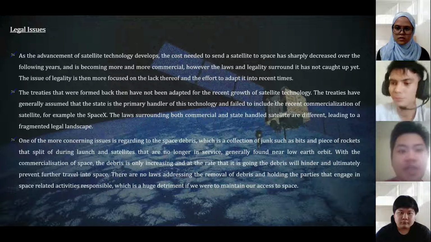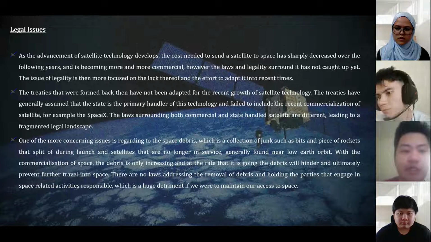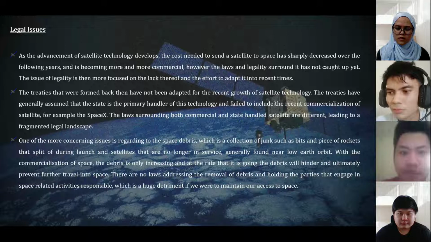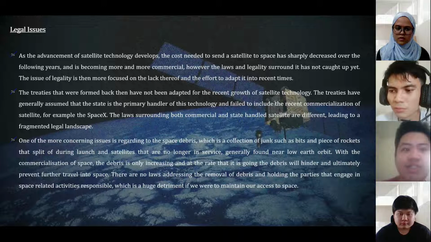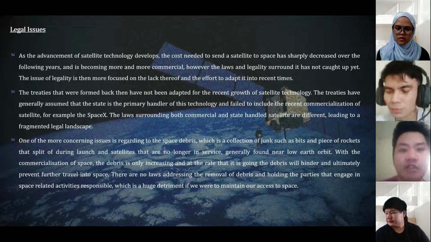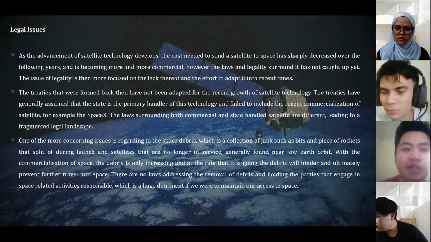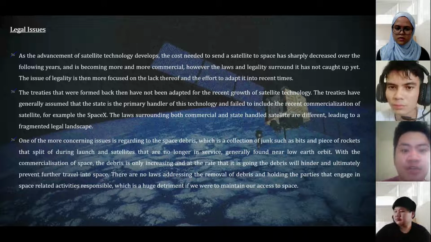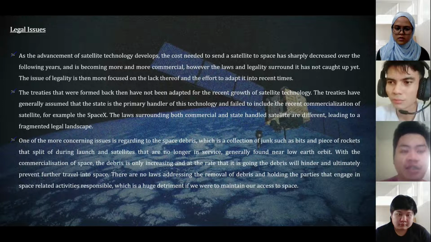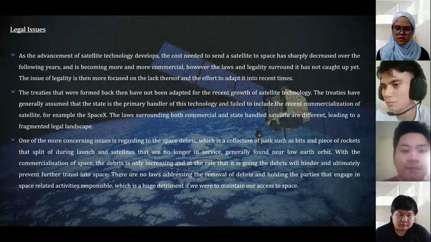The treaties that were formed back then have not really been adapted to include our modern landscape. The treaties generally assume that the state is the primary handler of this kind of technology, but fail to include the recent commercialization of internet satellites, for example, SpaceX. The laws surrounding commercial and state actors are handled separately, leading to a very fragmented legal landscape.